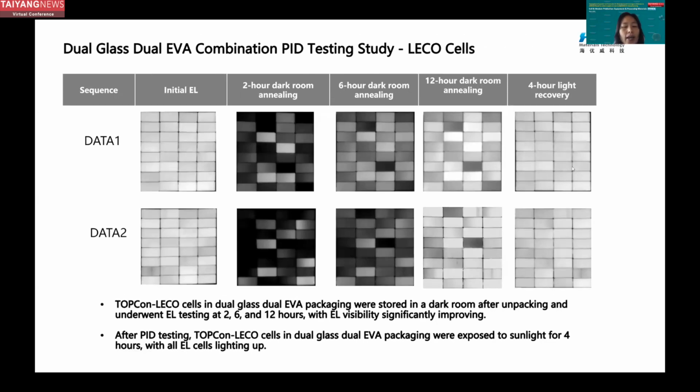Let's take a look at the LECO cells. We see a significant recovery at 2 hours, 6 hours, and 12 hours. But the only difference is that after 4 hours of light, it has returned to the original state of the EL. That is, LECO cells are extremely sensitive to light compared with non-LECO.